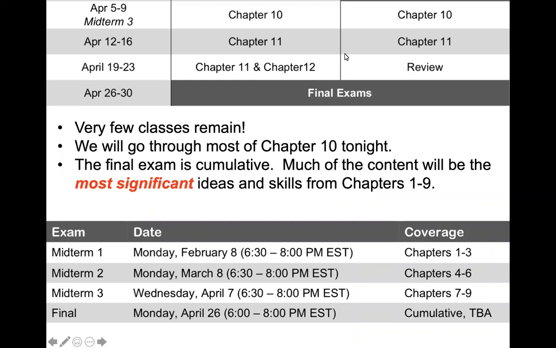As we think about where we're at, headed into the cumulative final, in many ways you're going to have far more questions on the final exam from chapters 1 through 9 than you will on the new ideas we're coming to. So we have to juggle both of those things. We want to see what it means to add some new ideas and skills, but also revisit the ones from earlier in the semester that I think you've got a really good chance of being successful with.